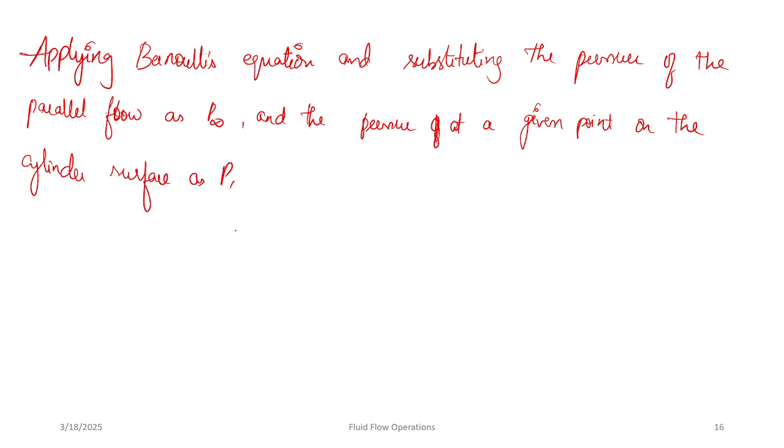So if you substitute them, as we did in the previous equation when we were calculating the equation for P naught, we were substituting all the terms, right? So it will be at the same height, so there will be no potential difference. The potential term gets cancelled out and we'll be left with P infinite plus rho u square by 2 equal to P plus rho v theta square by 2.